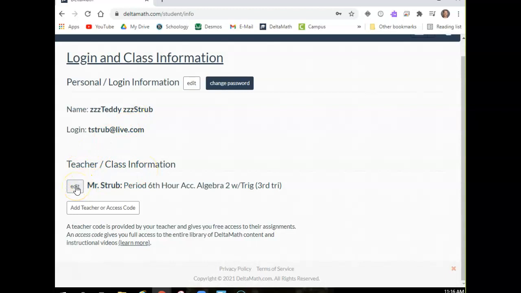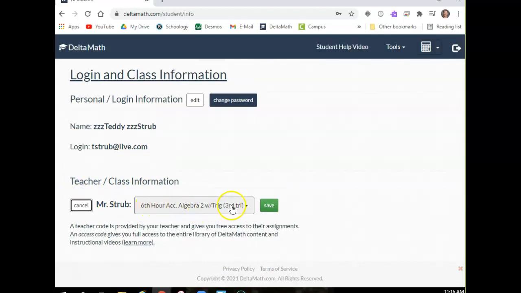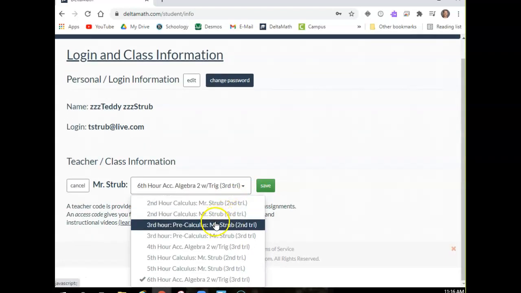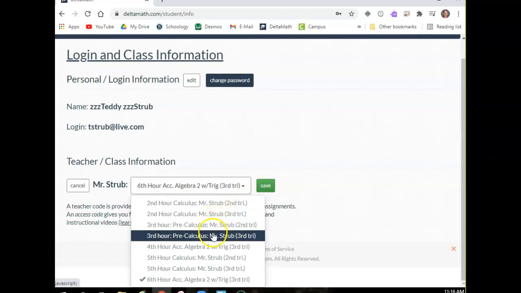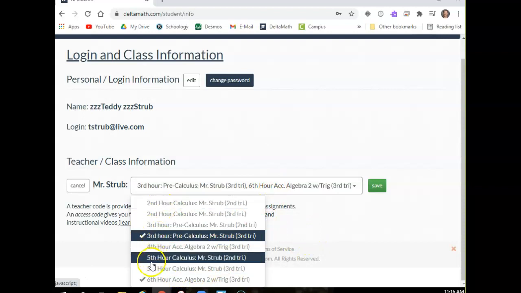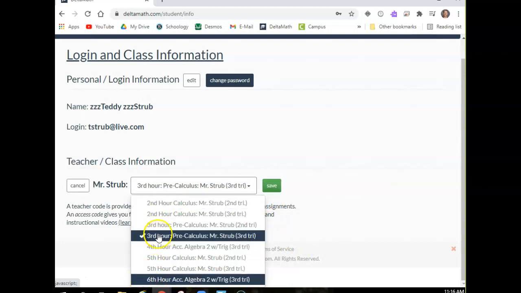And you just need to select Edit, and then there's a drop-down menu, and you'll have to select the third hour, third trimester. Please make sure it says third trimester, and then you'll be able to gain access to this new course for this trimester. If there's anything else clicked, unclick it, because you only want the third hour, third trimester.